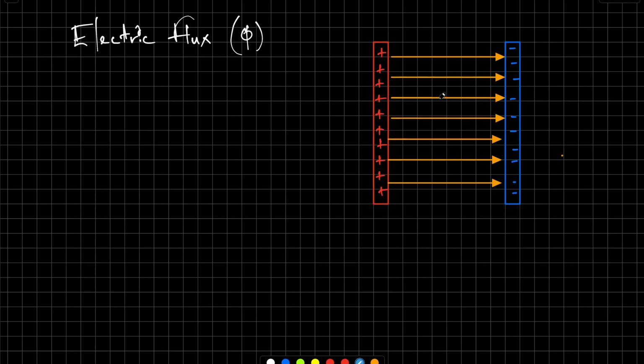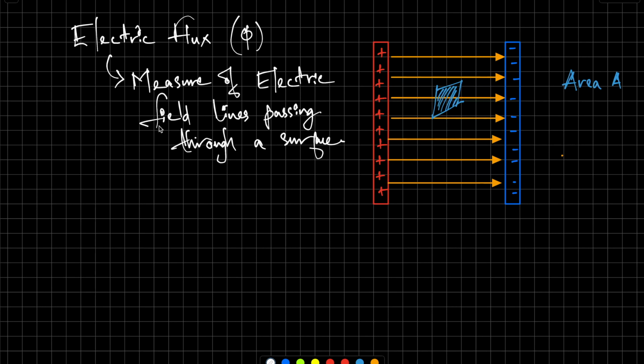I'm going to place a rectangular plate in this electric field. That's the plate, a rectangular plate with an area A. So electric flux is defined as the measure of electric field lines passing through this plate. How do we find electric flux, or what are the factors affecting electric flux?